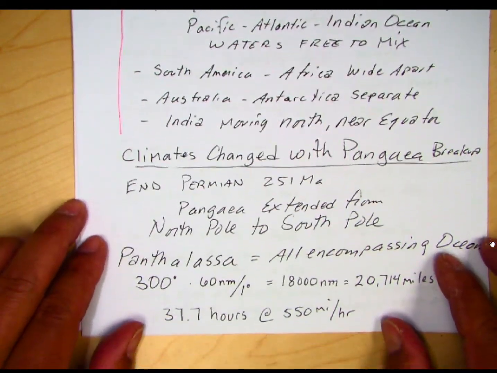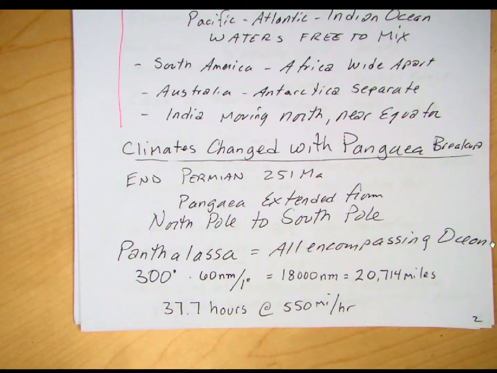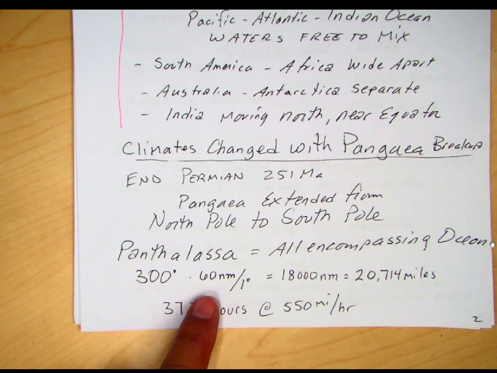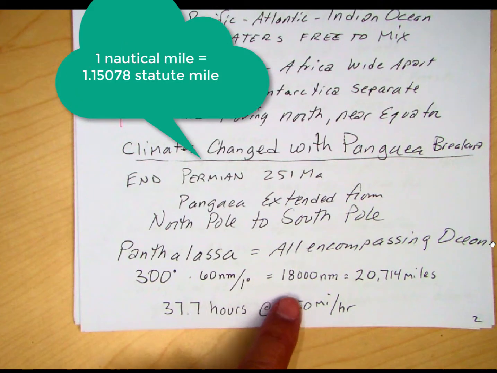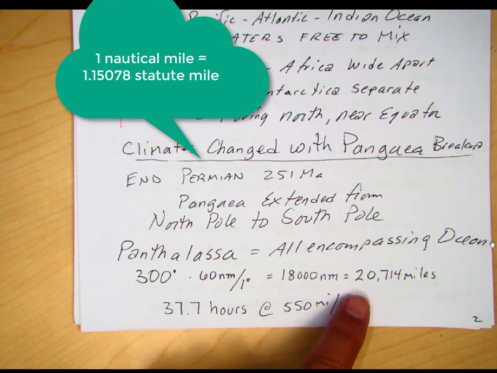So another thing that's going on, we got these climates that are changing as Pangaea breaks up. So remember, at the end of the Permian, Pangaea extends from pole to pole. It's a supercontinent. And we talked about Panthalassa, the all-encompassing ocean, and it stretched for over 300 degrees. And so each degree is about 60 nautical miles, so we got about 18,000 nautical miles. Remember, a nautical mile is a little bit more than a statute mile. So that equates to about 20,714 statute miles, what we're more used to.